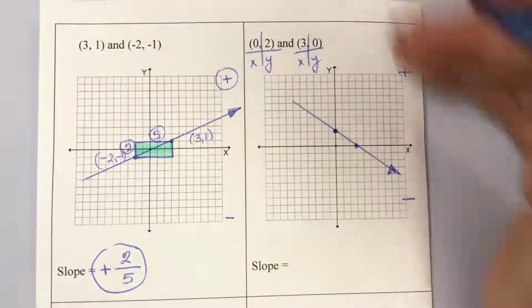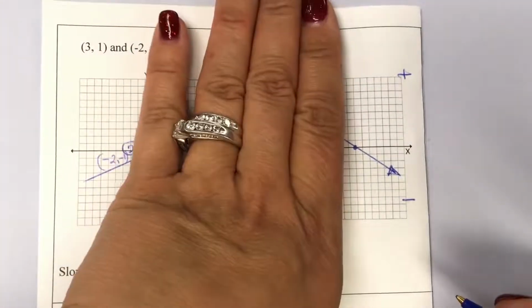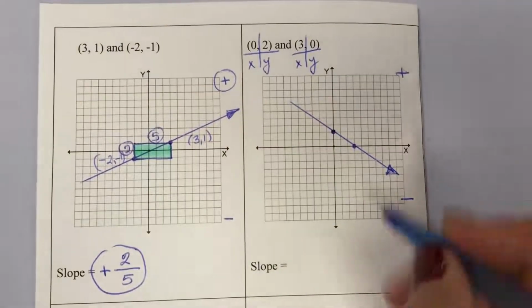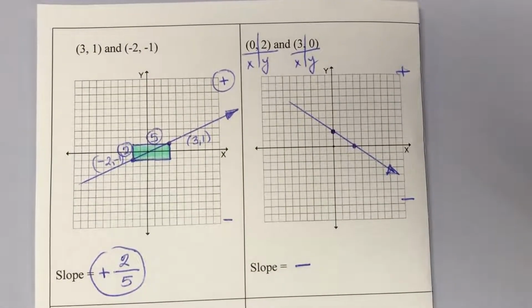So we always look at the right side of the graph. Sometimes it's helpful to hide the left side so you see the downward direction. So that is the sign of the slope. The sign of the slope is represented by the direction of the line.